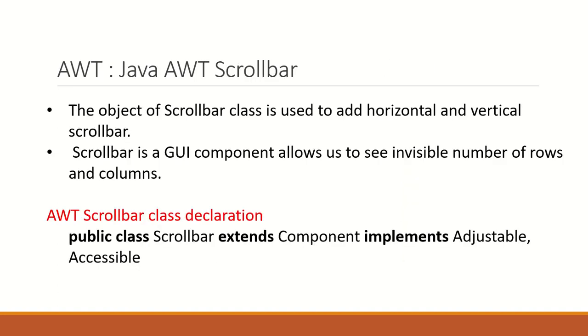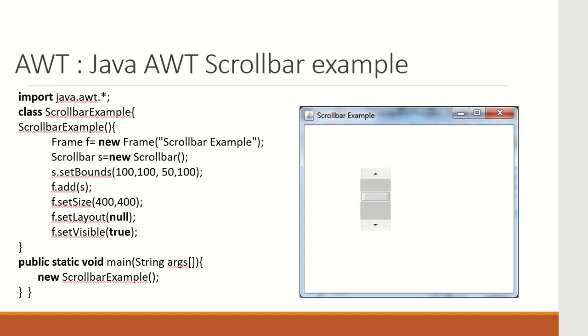Next is the scroll bar. I think every person who has used a word processor will have seen a scroll option, available at the top right corner of your window. It is used to scroll through the window, right? If you want to use a scroll bar inside your application, you can do so by creating an object of the scroll bar class. Let's see an example.